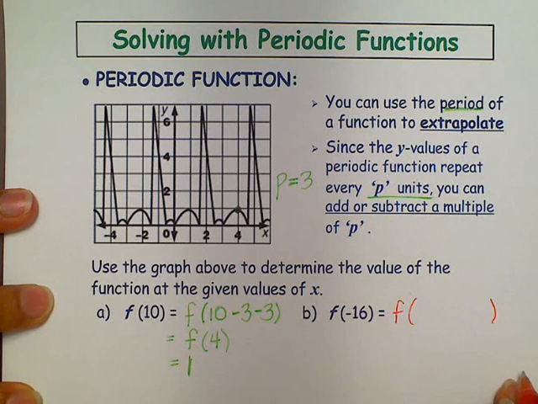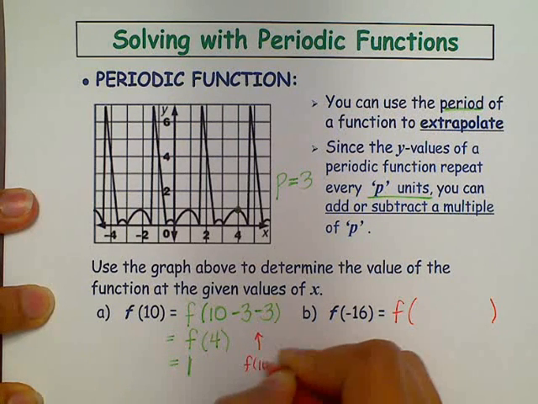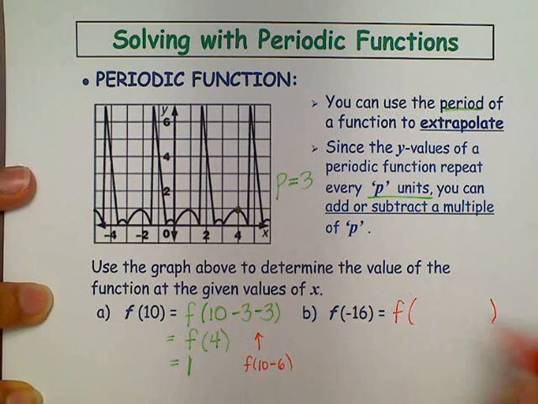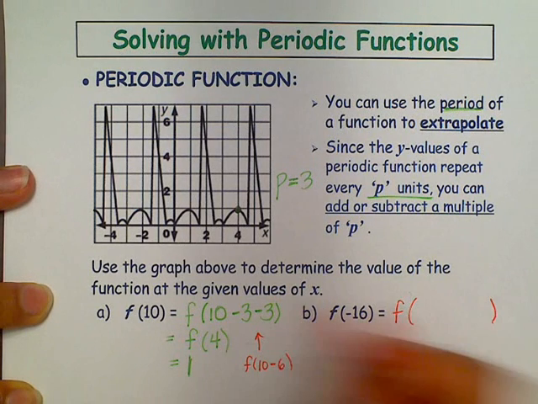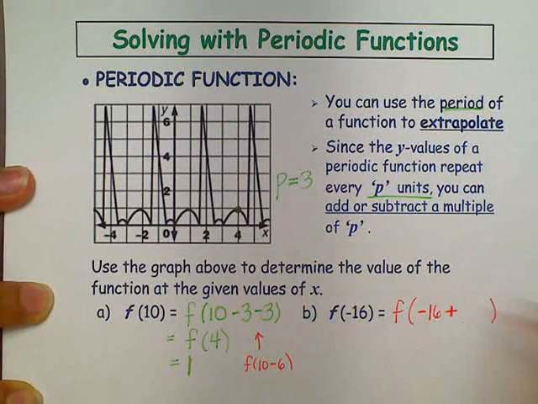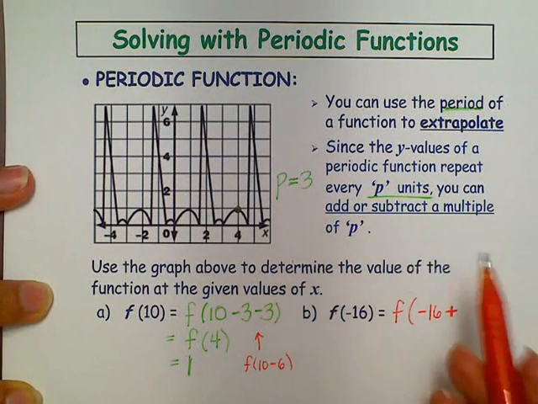And you only really, like I said, need to add or subtract a multiple of p. So here what I could have done is f of 10 minus 6. So that's still a multiple of the period of the function, and that would have just saved a little bit of time for me. This time, because I want to get within the range, I'm going to take the value of x that I have and I'm going to increase it by a multiple of the period.